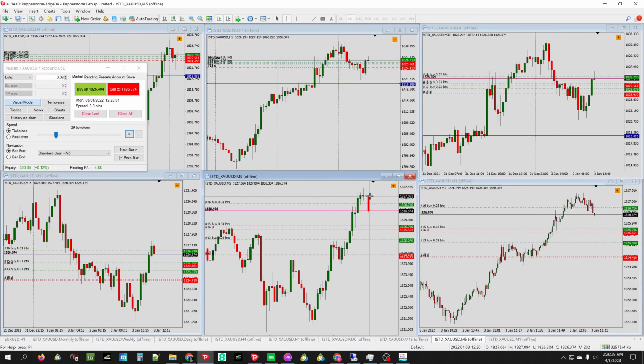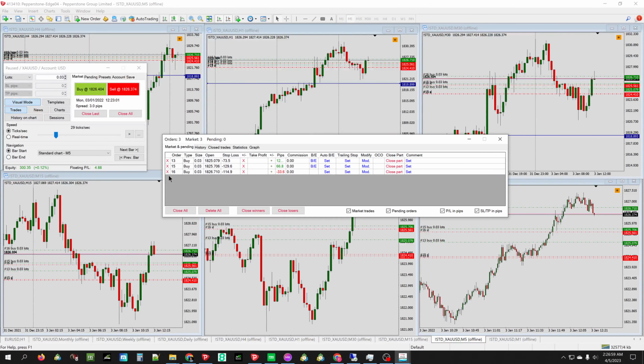At this point we have broken below previous M5 candle high. So what does that essentially mean? That means two things: either it is a trend reversal, I mean a little bit of retracement, deep retracement, which I am not concerned about. So I will close this percentage of position.